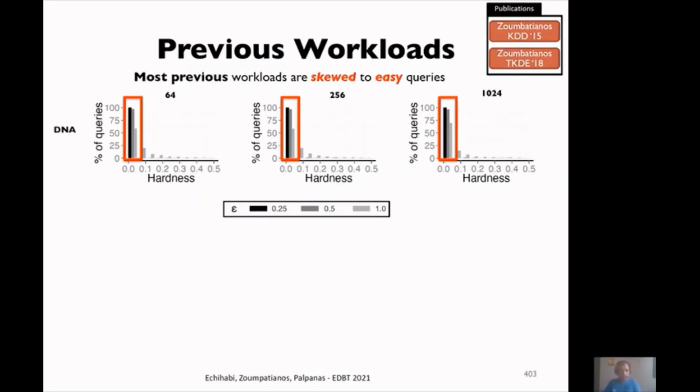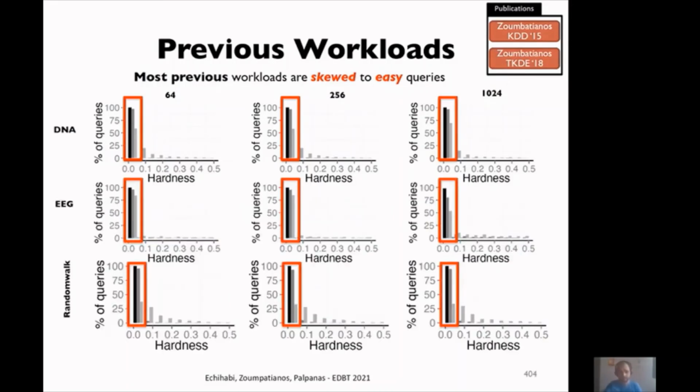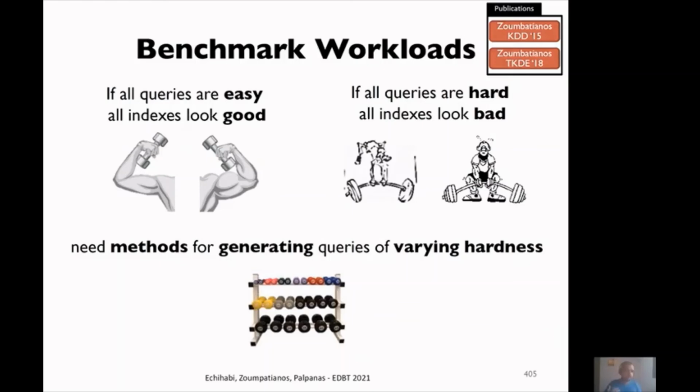In terms of previous workloads, there has been work that showed that previous workloads were mostly skewed towards easy queries. And this is the case across multiple different data sets. Now, the problem is that if all your queries are easy, all indexes look good.